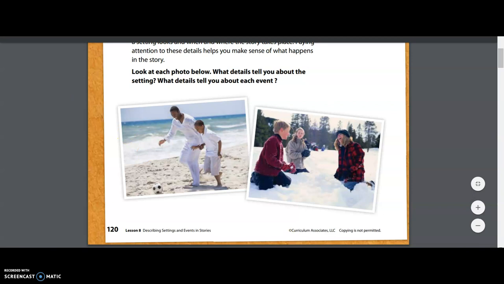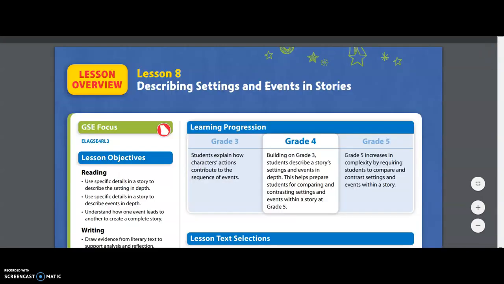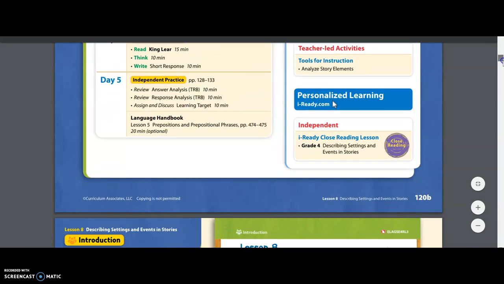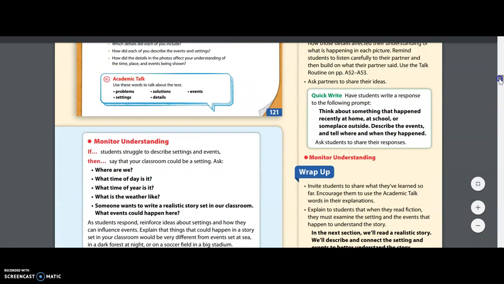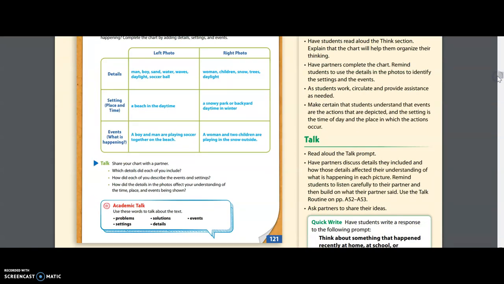If you've done it correctly, then your entire graphic organizer, excuse me for scrolling, I thought I had it prepared, but boom, just found it. Your entire graphic organizer should look like this one that is here on my screen at this time. So you should have the details for both the left and right photograph filled out.